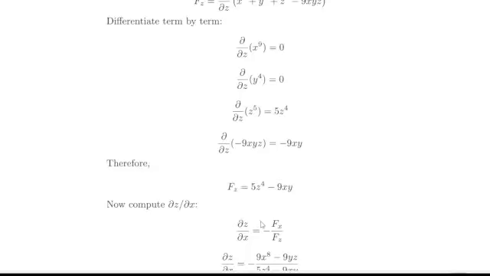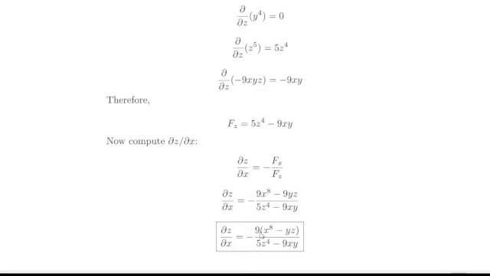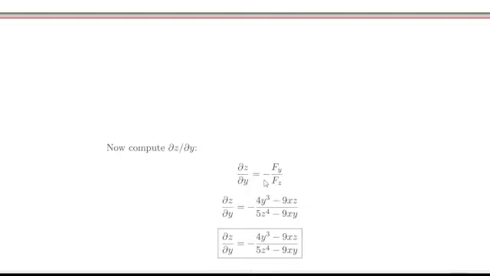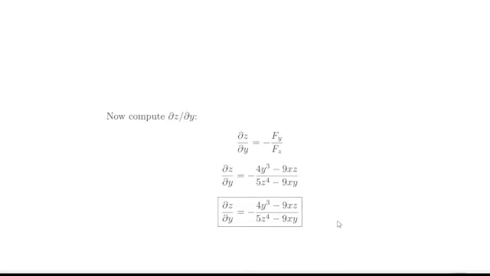And so now we can find the partial of z with respect to x by dividing the partial of F with respect to x by the partial of F with respect to z, and then taking a negative of that. And so we get negative 9 quantity x to the 8th minus yz, all over 5z to the 4th minus 9xy. And then the partial of z with respect to y is just negative the partial of F with respect to y over the partial of F with respect to z. That's going to be negative, and then 4y cubed minus 9xz over 5z to the 4th minus 9xy. And so that's going to be the final answer.